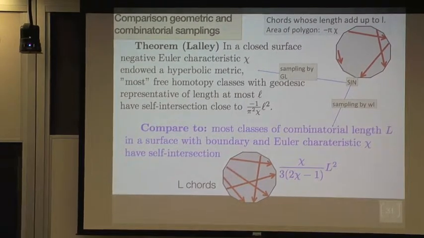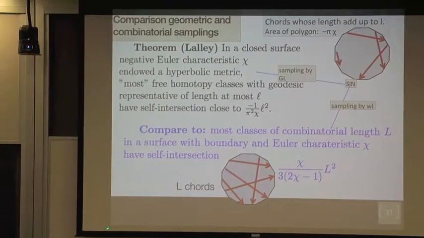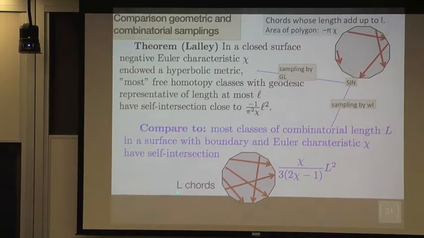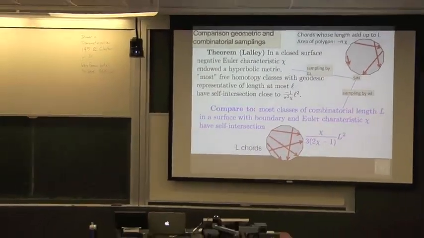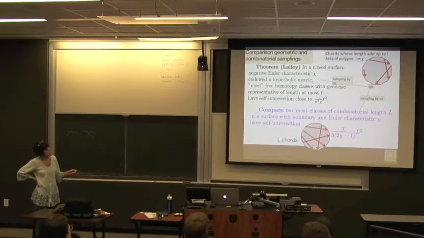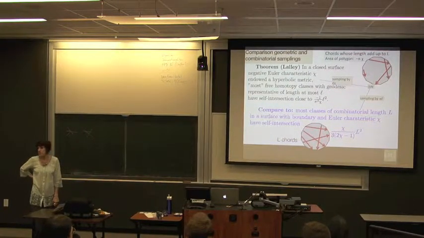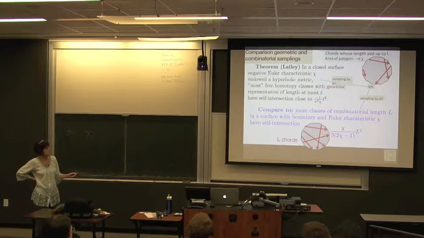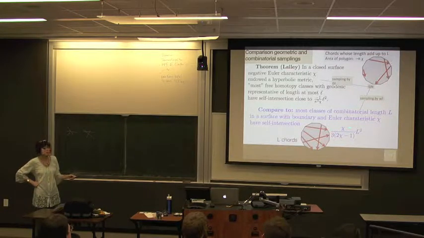And let me compare with our result. In our case the mean is a constant times L squared. And you see there's a big discrepancy when the Euler characteristic goes to infinity. Here the mean goes to 0. If you fix the length, the mean goes to 0, while here the mean goes to a constant, pi squared divided by 6.